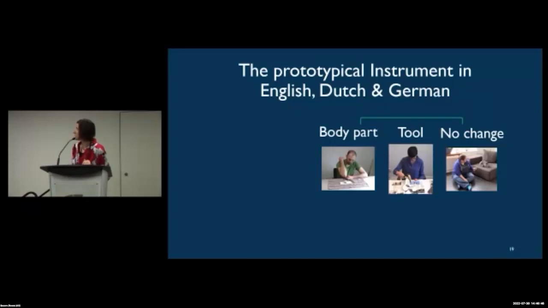Okay, so what we see emerging is the prototypical instrument that's shared across English, Dutch, and German: these three events, the tool events, body part, and no state change events. And what is jumping out here, kind of the most important semantic feature, is the importance of agency. The idea that what an instrument is, prototypically, is an extension of an agent.